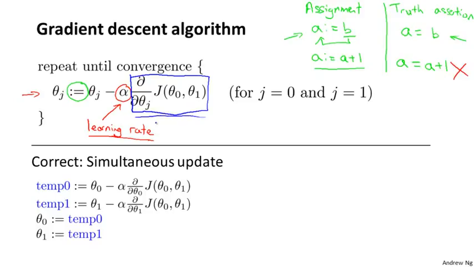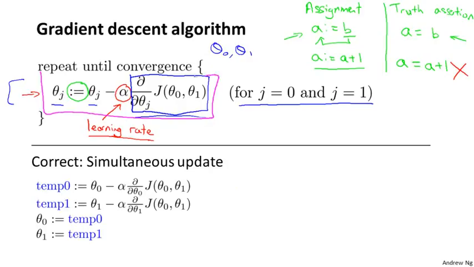Now, there's one more subtlety about gradient descent, which is that in gradient descent, we're going to update theta 0 and theta 1. So this update takes place for j equals 0 and j equals 1. So you're going to update theta 0 and update theta 1. And the subtlety of how you implement gradient descent is that for this update equation, you want to simultaneously update theta 0 and theta 1.